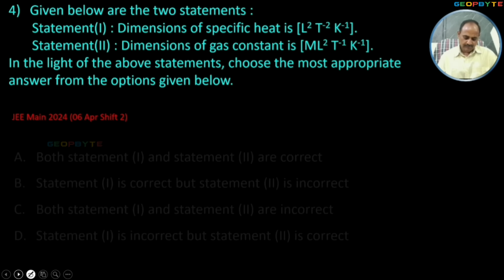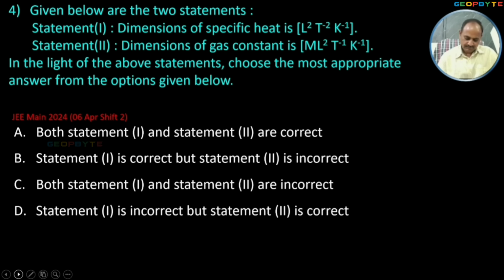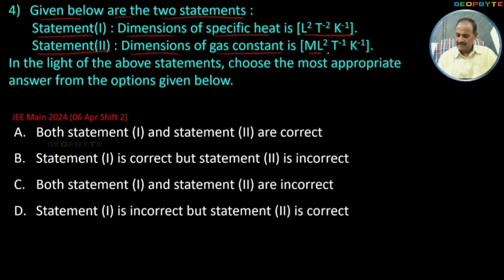Try to read it clearly. It is asking like this. Given below are the two statements. Statement 1. Dimensions of specific heat is L square T power minus 2 K power minus 1. Statement 2. Dimensions of gas constant is M L square T power minus 1 K power minus 1. In the light of the above statements, choose the most appropriate answer from the options given below.